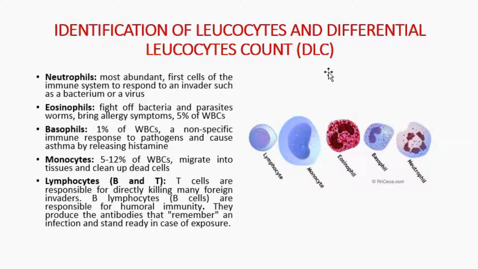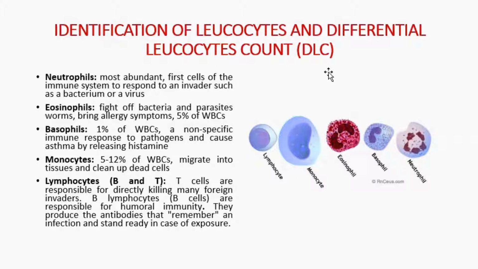Basophils are the least, they are 1% of WBCs, and they give a non-specific type of immune response to pathogens, and they are also responsible for the onset of asthma. They release histamine that causes inflammation in the tubes of the respiratory tract, bronchioles, etc.